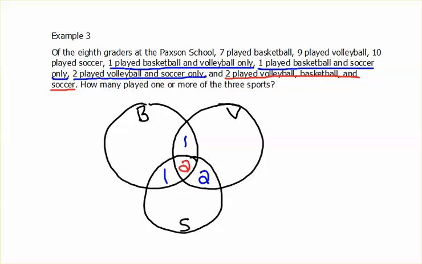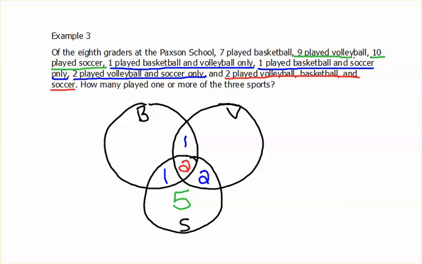All right. Now, working your way back again, it says that 10 played soccer. So that belongs in this entire soccer circle. It doesn't say they played it only. It just says they played soccer. So we already have 5 accounted for. So we need 5 more in that circle so that we have 10 people playing soccer.